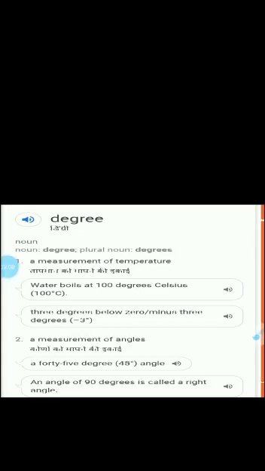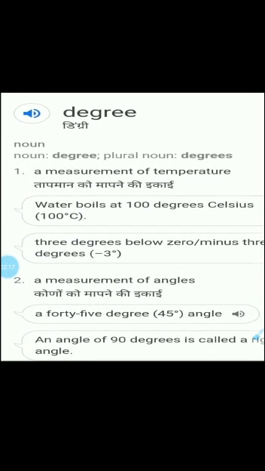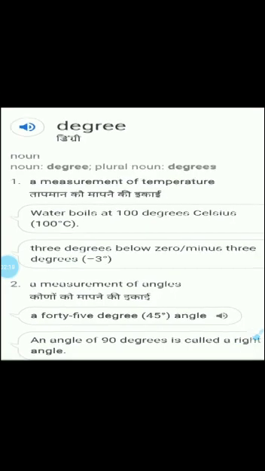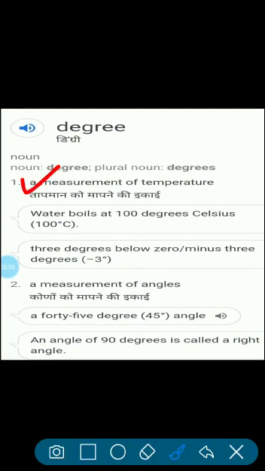First of all, let's know the meaning of the word degree in a dictionary. There are different meanings of it. First meaning is measurement of temperature. We have already discussed. Like water boils at 100 degrees Celsius, right? We write it this way.